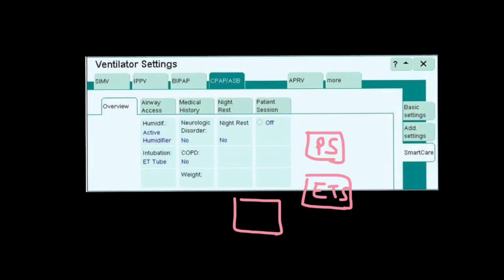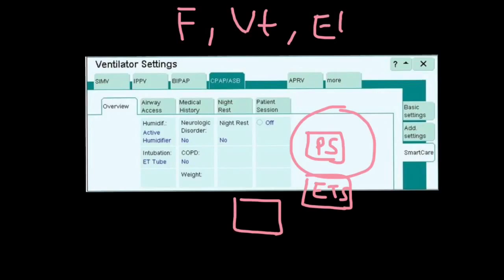So based on expert rules, the machine is going to titrate the pressure support. It's going to evaluate the patient's frequency, their exhaled tidal volume, and additionally the end-tidal CO2.